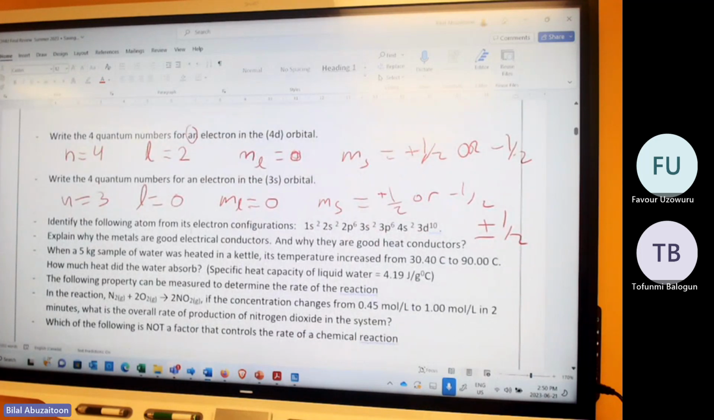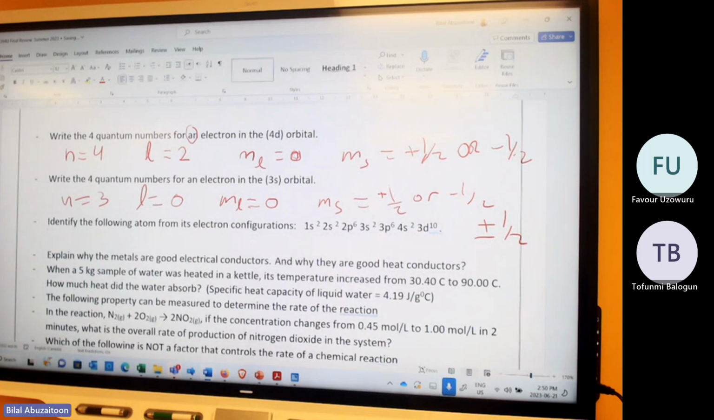Identify the following atom from its electron configuration. Identify means what? What atom is this? What element is this? You count 10, 20, 30. Zinc. Zinc. Yes, the periodic table. 30. Because you have to know it.